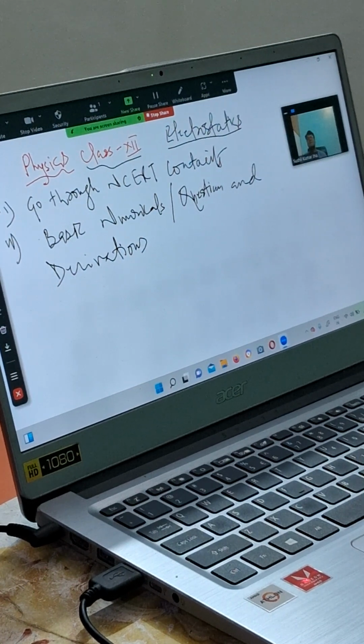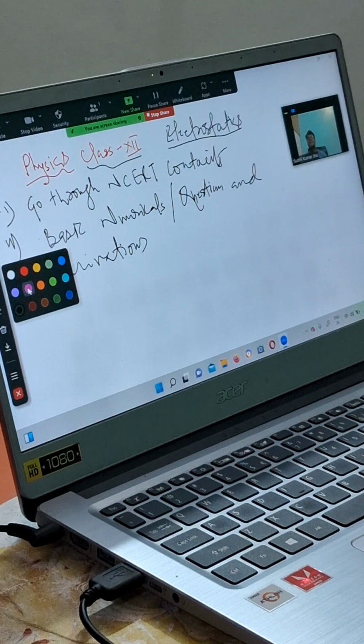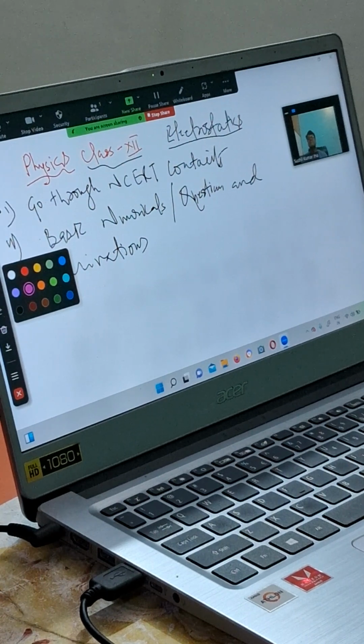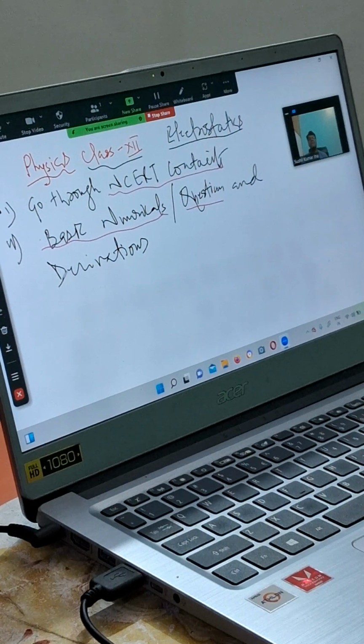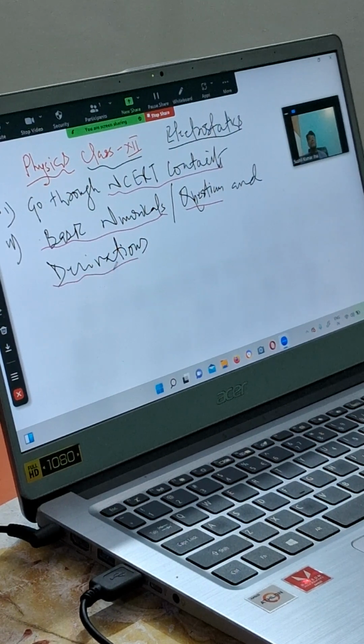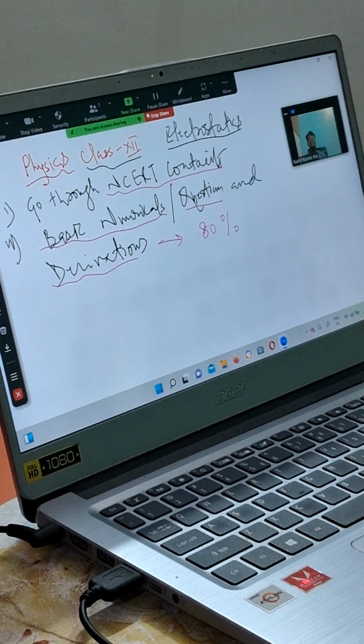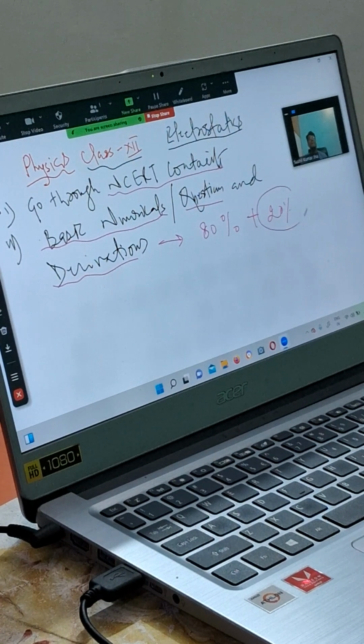Which means you are now thorough with 2-3 things. Point 1 is the NCERT content you know now. Second is the basic numericals and questions related to NCERT, and then the derivations. So it is good preparation, which means it can take you to 80% or thereabouts. Then you can ask, what about those 20%? Where has it gone, and when and how can we score it?